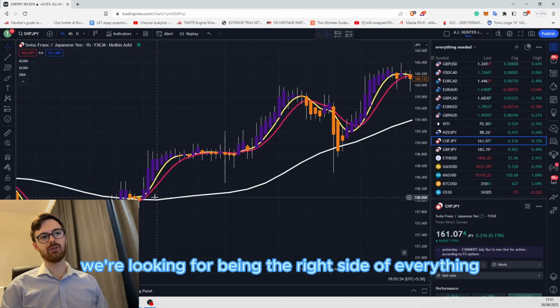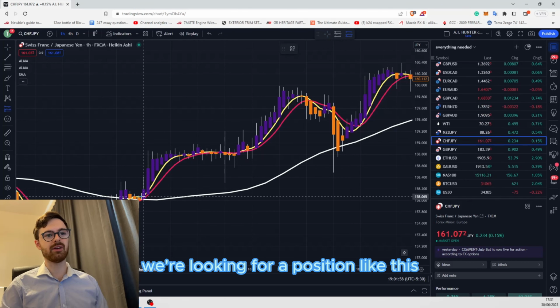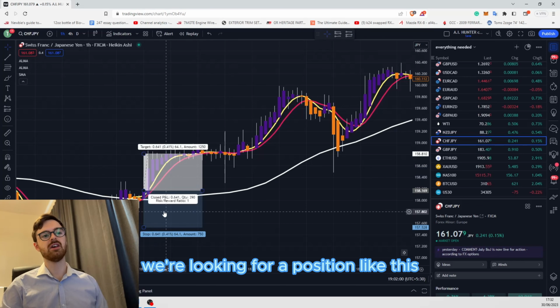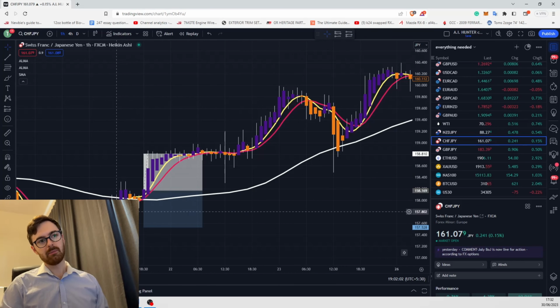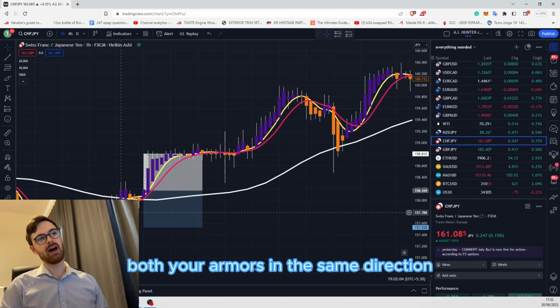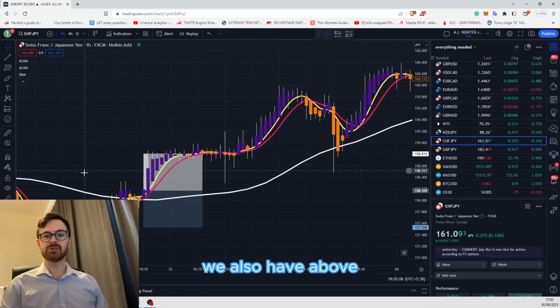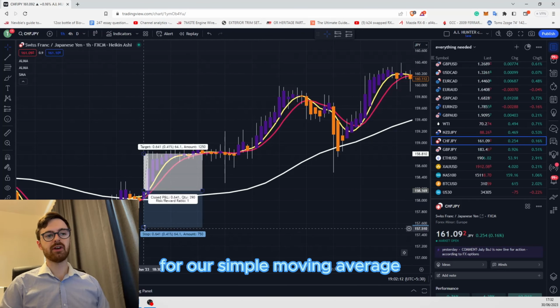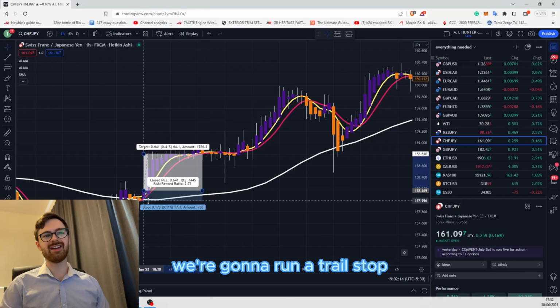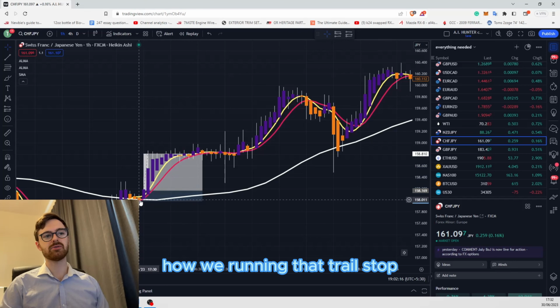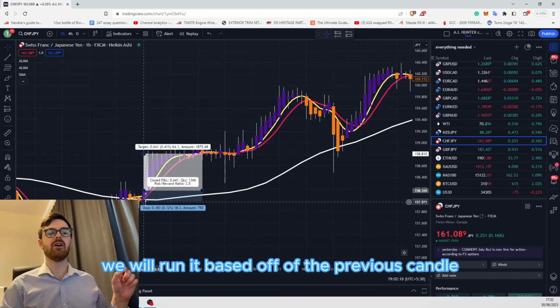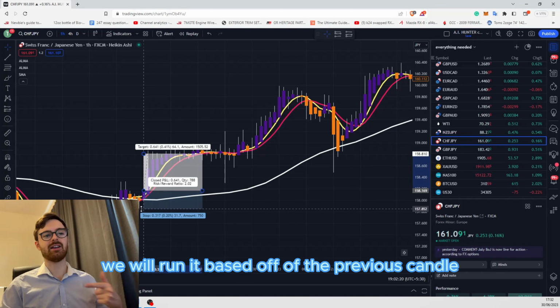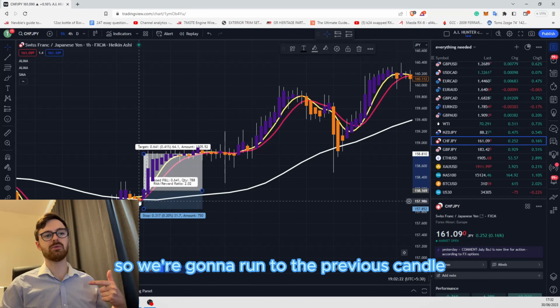We're looking for being on the right side of everything. So for instance, on the way up, we're looking for a position like this, where you have both your ALMAs in the same direction. We're also above, in this case, our 4 hour simple moving average. All we're going to do is run a trail stop. How are we running that trail stop? We will run it based off the previous candle, which is this one.